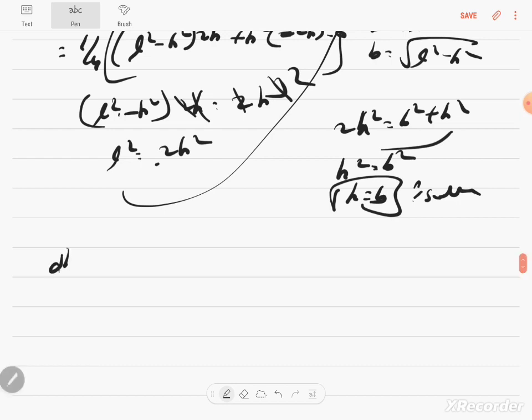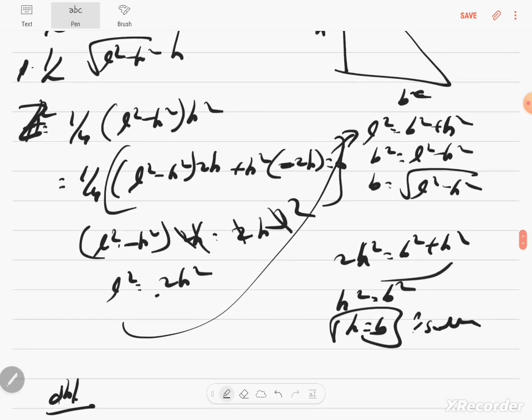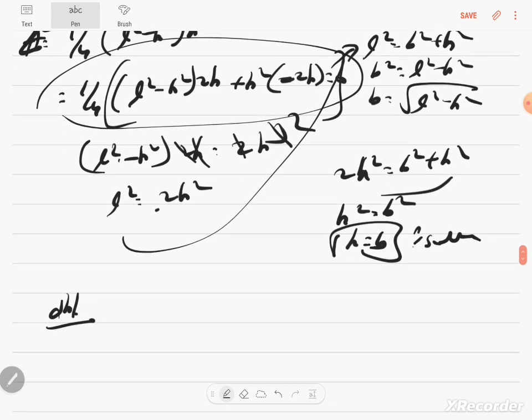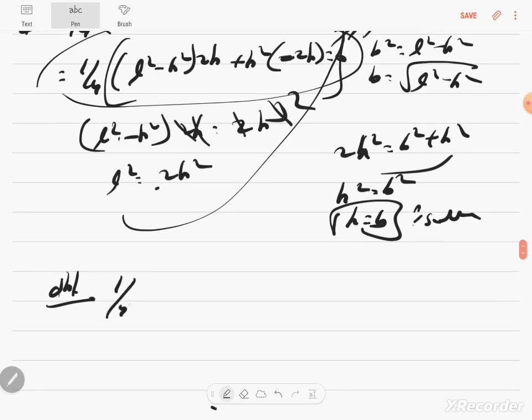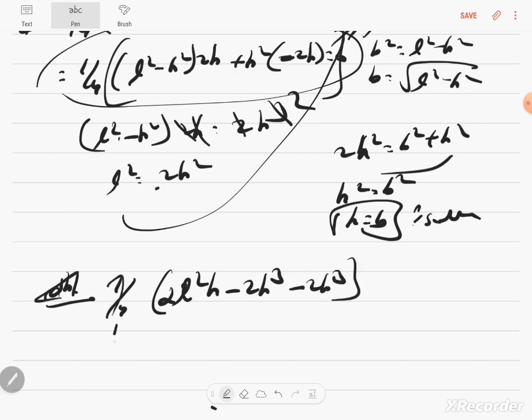So now the double differentiation verification. Where is the differentiated value? It's this. You have to take this and differentiate it again. You have a 1 by 4. The best thing is to take it inside and then differentiate. So it's 2 L square h minus 2h cube. You have to differentiate this again. 1 by 4 into L square is constant, minus 6h square.